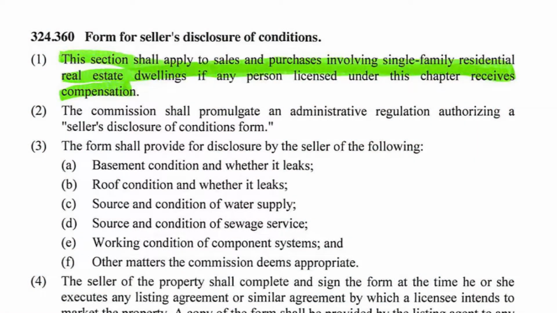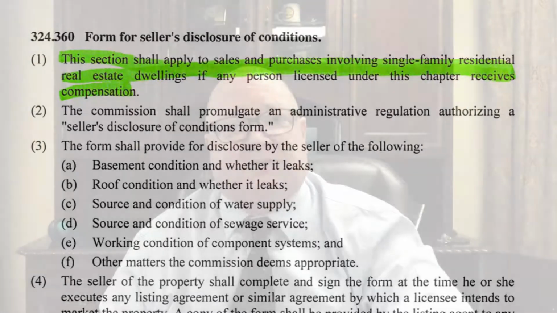Well, first we're going to look at the statute. KRS 324.360 states that any sale involving single-family residential real estate dwellings must use the seller disclosure of property condition form if a licensed agent receives compensation as part of the transaction. So essentially, if you're in the transaction acting as an agent and there's money being paid to you or to the buyer's agent, then this form needs to be filled out.